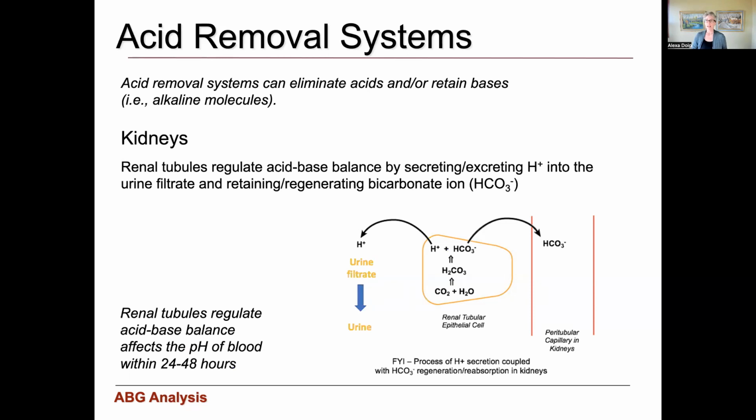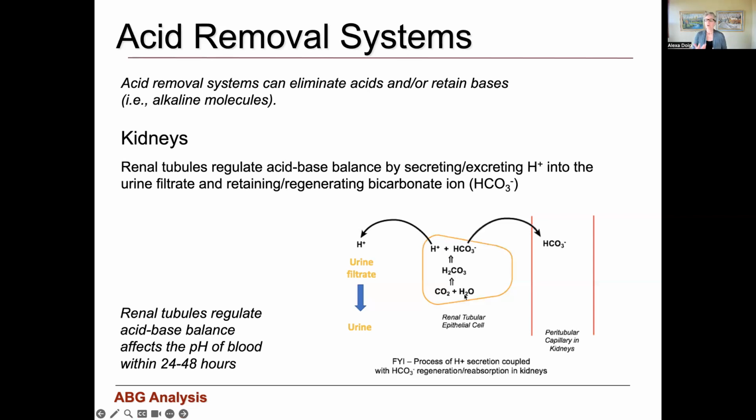This is a little more chemistry here. So this picture here, let's get oriented. This is in the renal tubules. This cell here that's in yellow is a renal tubule epithelial cell. And so let's just say it's a cell in, say, the proximal convoluted tubule. Okay, just happens to be a cell here. This is the peritubular capillaries, and then this is the urine filtrate.